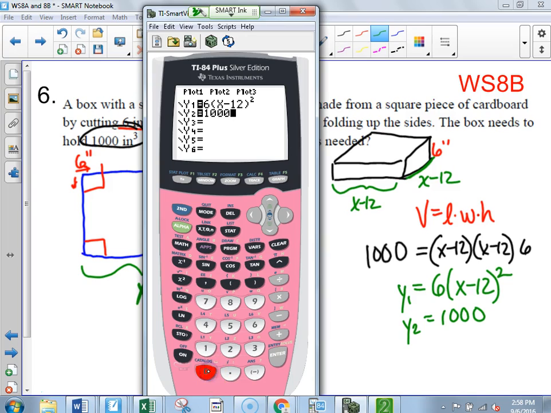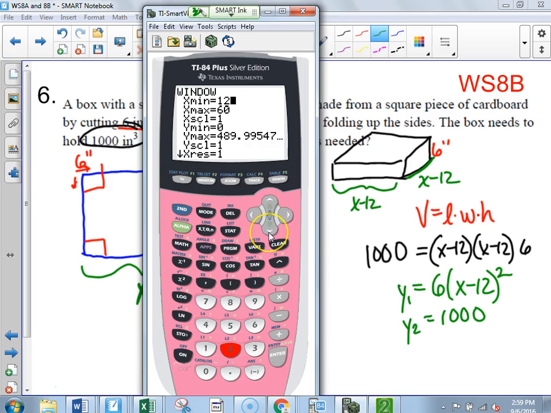What is an appropriate x for this? Can x be negative? Can x be 5? It actually can't be less than 12, right? Your original piece of cardboard had to be at least 12 if you went in 6 from each way. So you could set your window to be 0 to something, or you could set it to be 12 to something for the x window. And I don't know what a maximum is, because I don't know how far out.